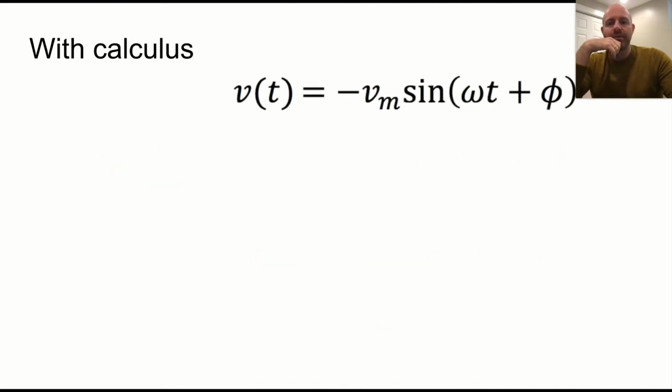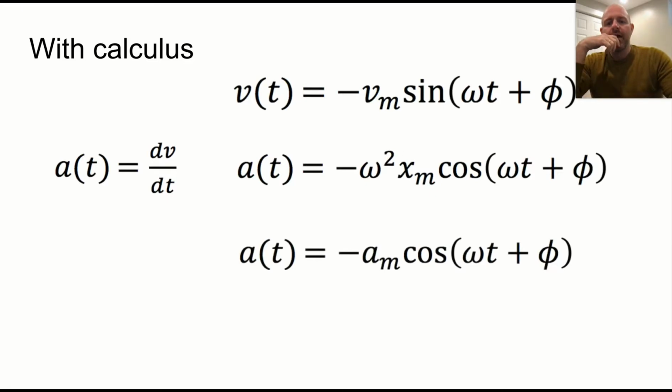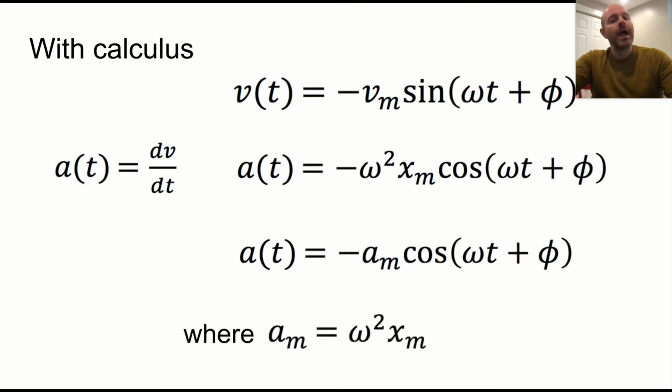We can go a step further. We can take the velocity and take the time derivative to get the acceleration, and we get this negative omega squared xm. And so what that means is the maximum acceleration occurs whenever cosine is maximum, which is the same times that position is maximum, but we have a negative sign, so it's in the opposite direction. And so the maximum acceleration is omega squared xm. Kind of looks like centripetal acceleration, actually.